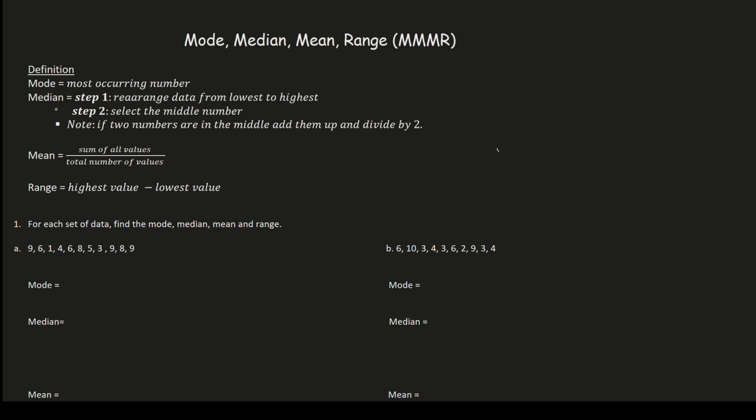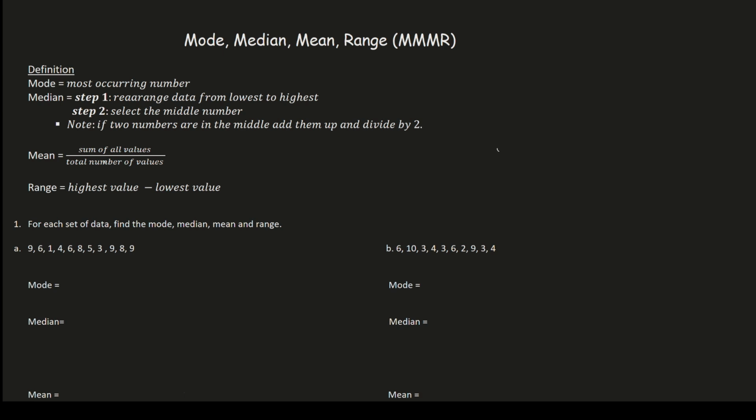Then median, I have laid down two steps. Step 1, rearrange data from lowest to highest. Then step 2, select the middle number. Kindly take note when working out for your median, if there are two numbers in the middle, add them up and divide by 2.